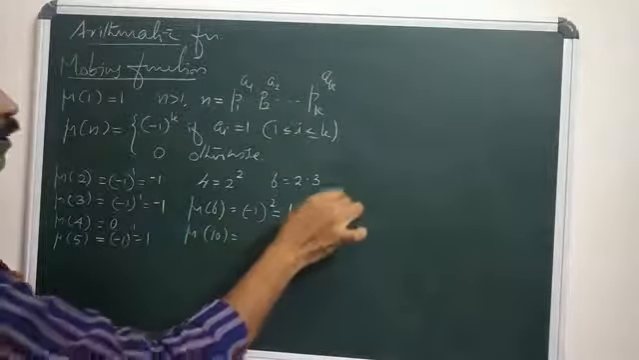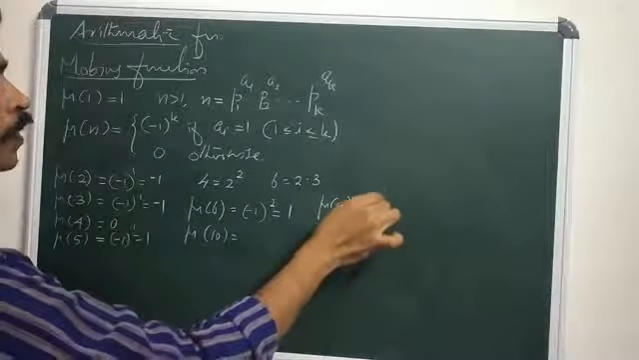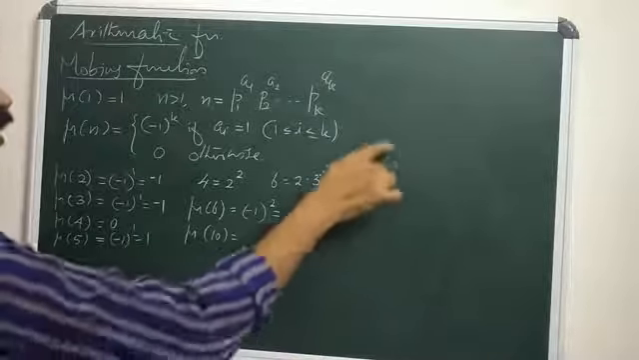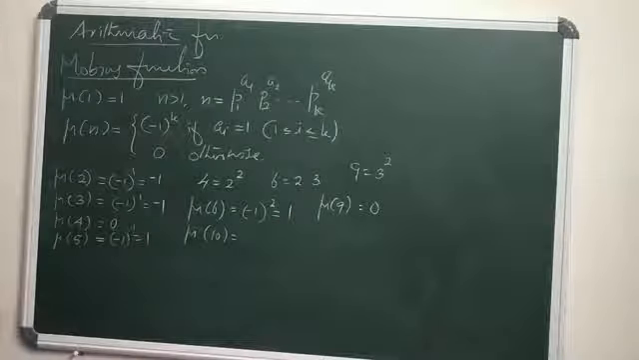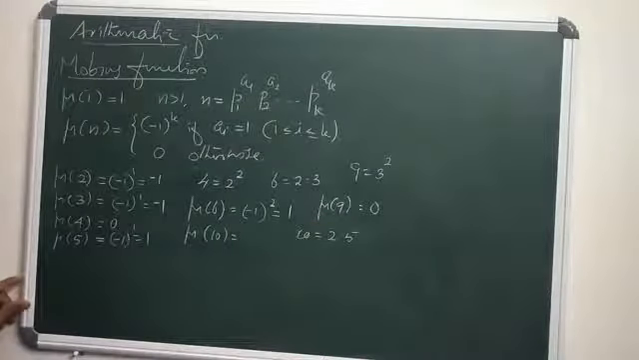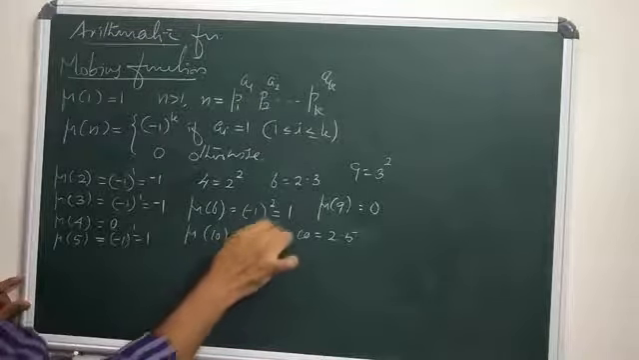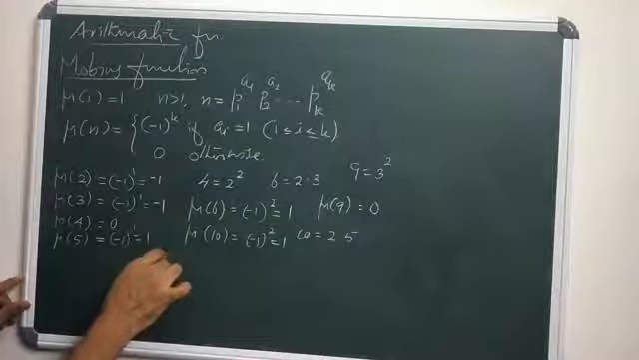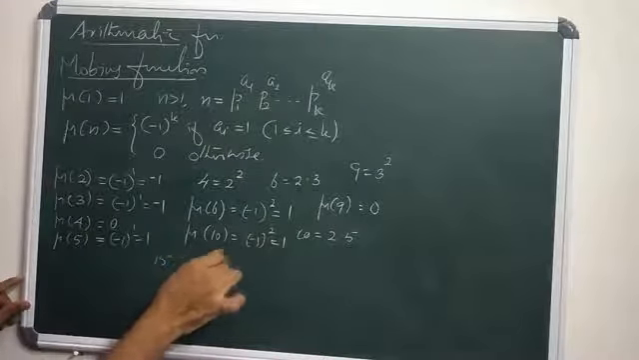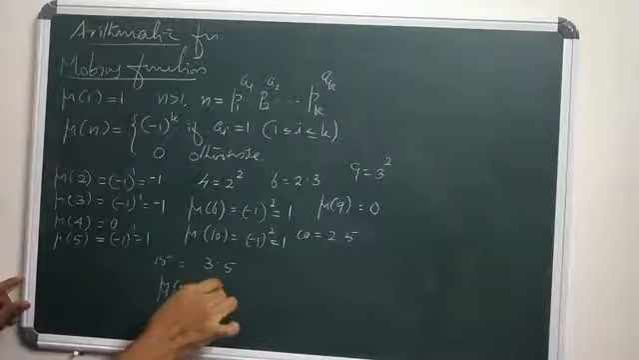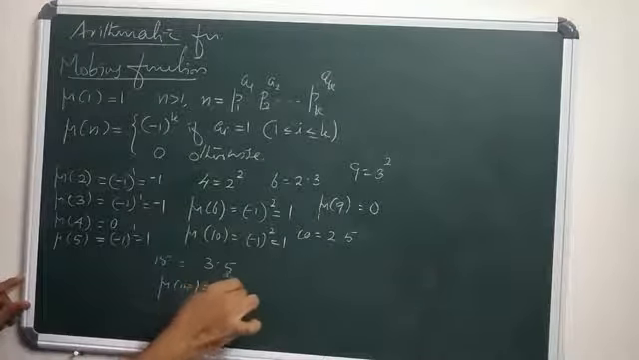What is mu of 9? Mu of 9 is 0, because 9 equals 3 square and it has a square factor. If n has a square factor, then its mu value should be 0. What is mu of 10? 10 can be rewritten as 2 into 5, so it is minus 1 square, which equals 1. What is mu of 15? 15 means 3 into 5, again the product of 2 prime factors, so mu of 15 is minus 1 square, which equals 1.